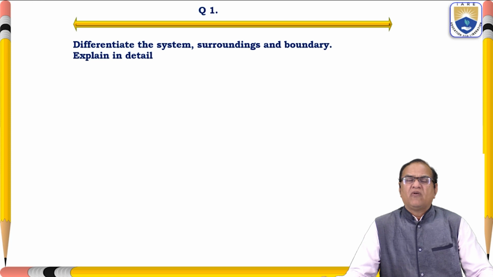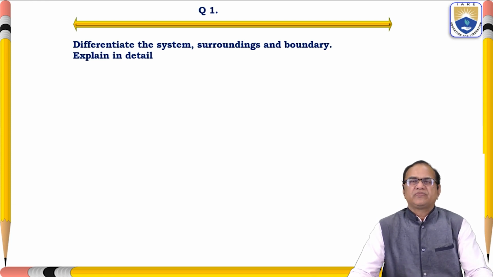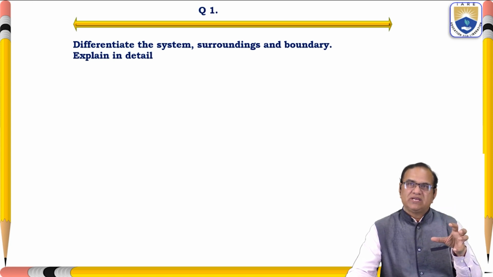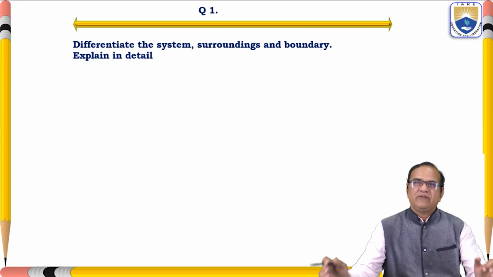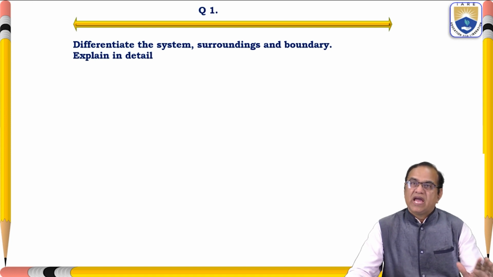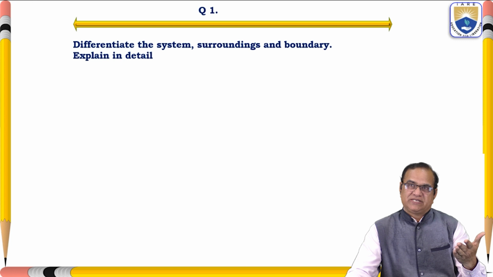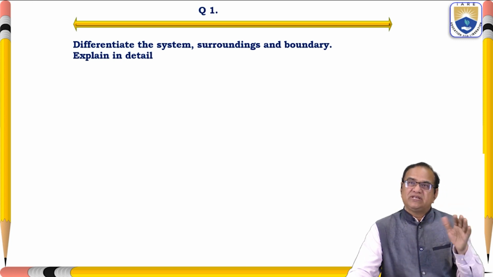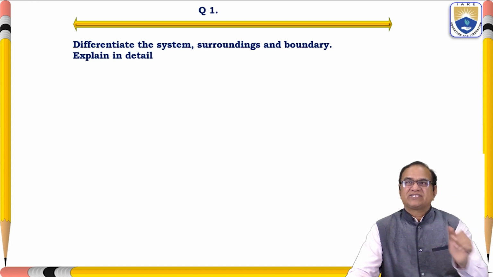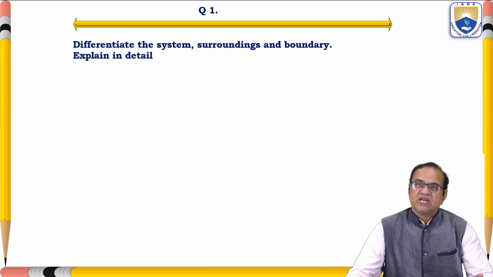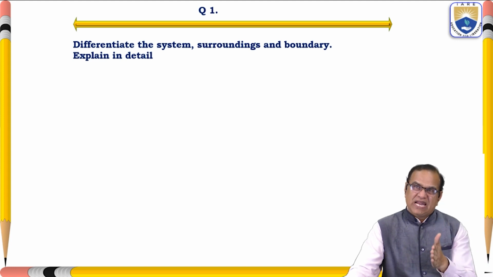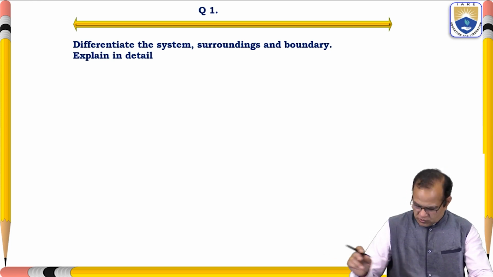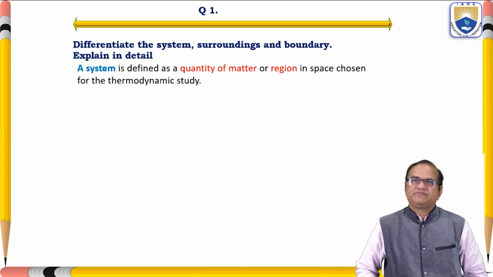From the thermodynamic point of view, where gases or substances are working, a closed area is called the system, and beyond that it is called the surrounding, and the limitation between the system and the surrounding is called the boundary. The boundary is an imaginary line by which the system and the surrounding can be separated. I will go through this one by one.